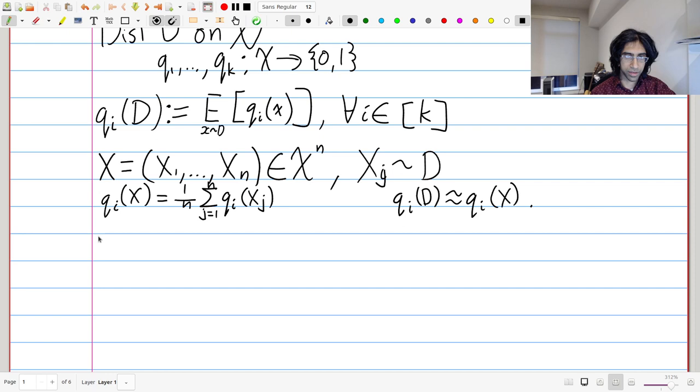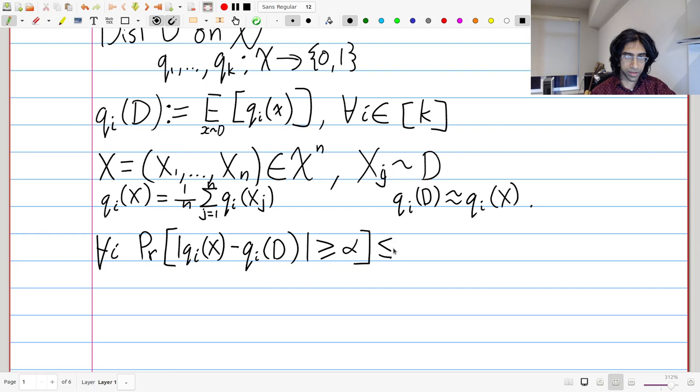Or rather, what we desire is the following. We would like to answer a set of queries with the following guarantee: the probability that Qi on X minus Qi on D is greater than or equal to alpha, we would like this probability for each query to be less than 2e^(-2 alpha squared n).